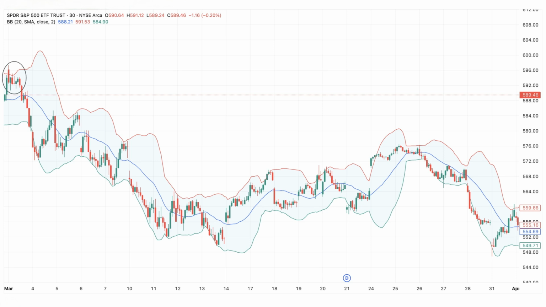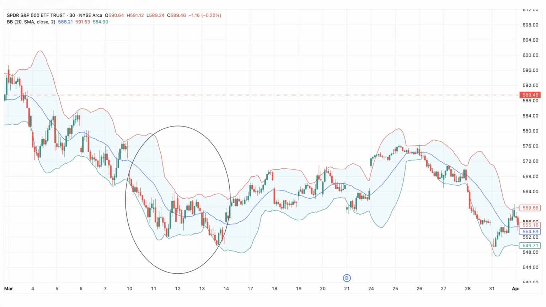SPY begins March near the upper band, around the 590 level. Then selling pressure accelerates. Price pierces the lower Bollinger Band multiple times, and volatility expands as the bands widen. This tells us price is becoming statistically stretched to the downside. But remember, not every lower band break is a buy signal. During volatility expansion, markets can continue trending. What we're waiting for is exhaustion.